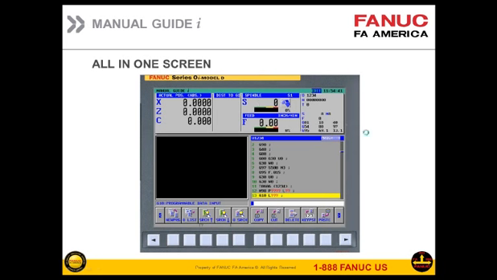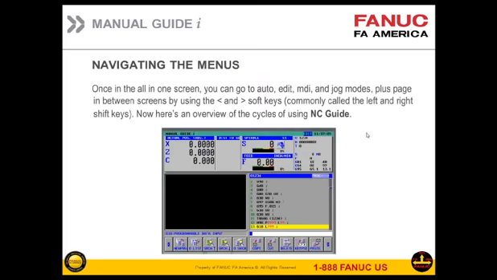And then once you get into your all-in-one screen, you can then navigate the menus within Manual Guide I. And you can go to a variety of different modes. You can go to Auto, Edit, MDI, and Jog modes, plus your MPG, then page in between the screens using the two arrow keys, the left arrow and the right arrow, which I call the left and right shift keys. And that's just what I call them, just for your information as we go through the rest of this today. That's what I mean by right and left shift, for the two arrow keys.